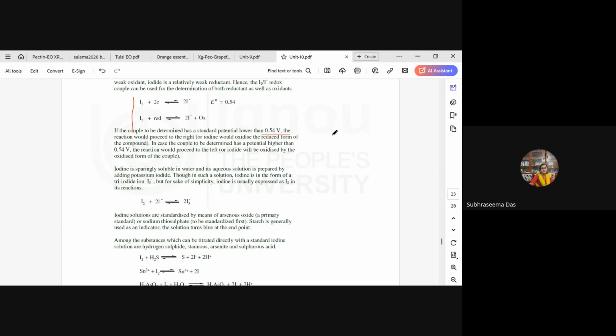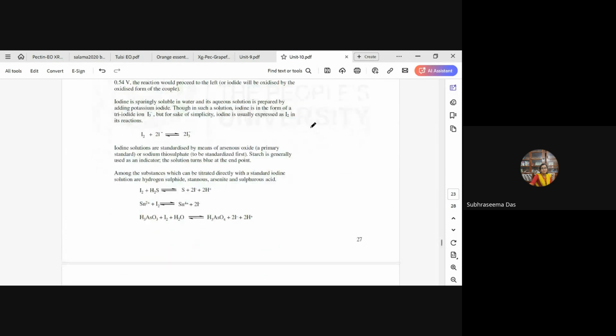proceed to the right. So iodine, we know, is sparingly soluble in water, and its aqueous solution is prepared by adding potassium iodide. In such a solution, iodine is in the form of triiodide, but it is usually expressed as I2 in these reactions. The iodine solutions are standardized by means of arsenous oxide, which is a primary standard, or sodium thiosulfate.